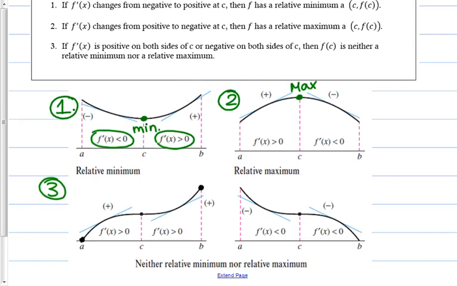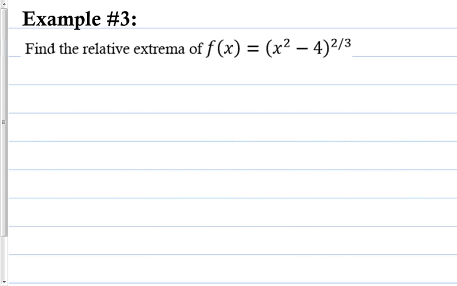Example 3, find the relative extrema of f of x. So now we're doing the relative extrema. That means you need to tell me where the mins and the maxes are. And we're going to do this analytically, kind of, because we're going to take the derivative, but we're not going to set it equal to 0. We're going to analyze this function's equation. All right, so derivative first.